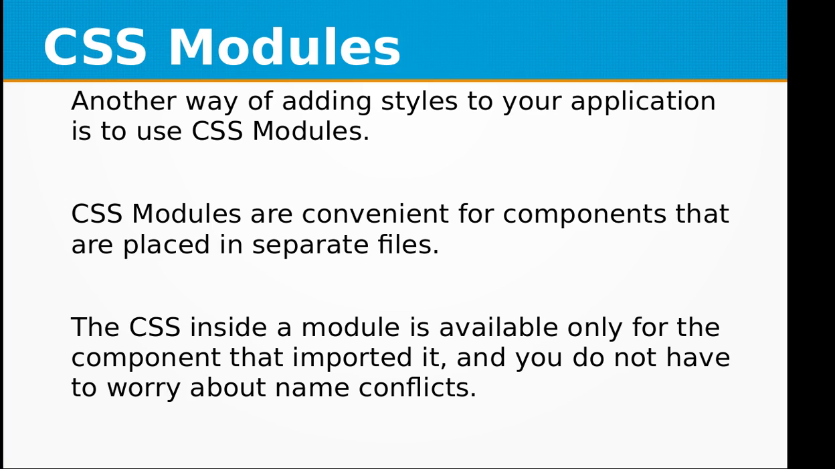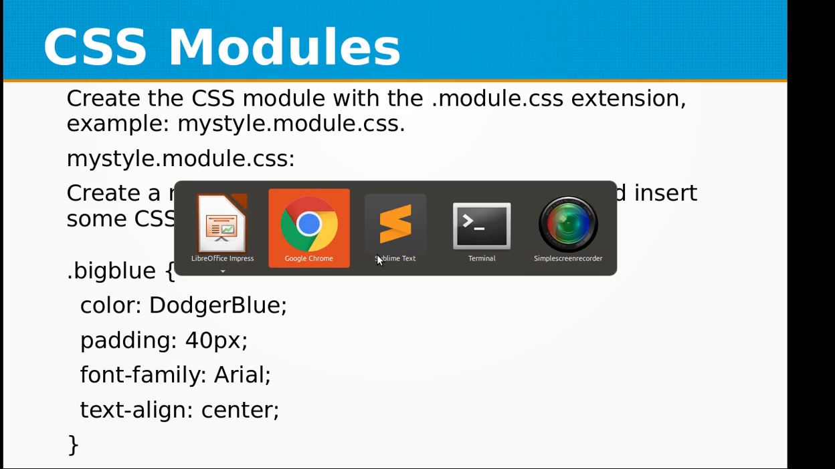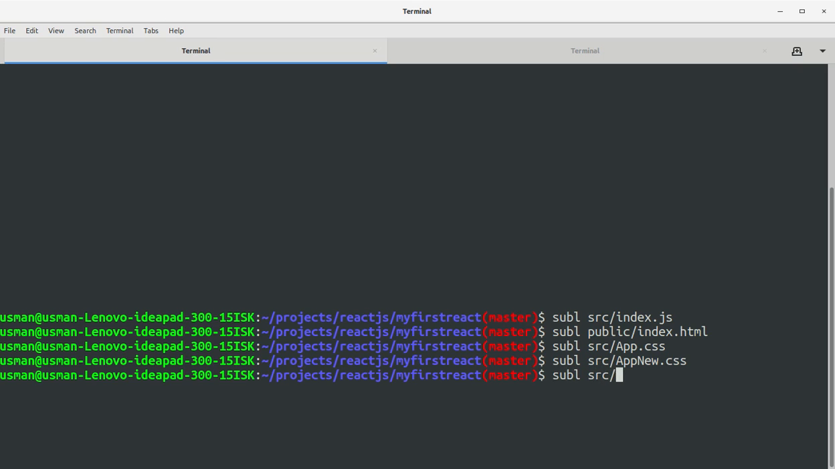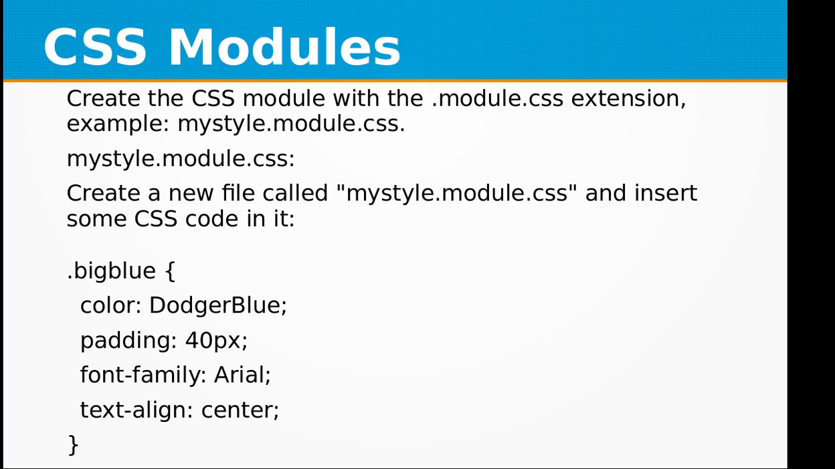Another way of adding styles to your application is to use CSS modules. CSS modules are convenient for components that are placed in separate files. The CSS inside a module is available only for the component that imported it, and you do not have to worry about name conflicts. Let's create the CSS module with the module.css extension. For example, mystyle.module.css. So let's create a file and call it mystyle.module.css.